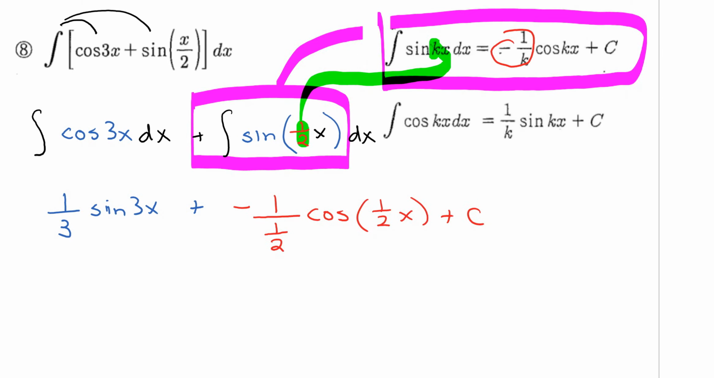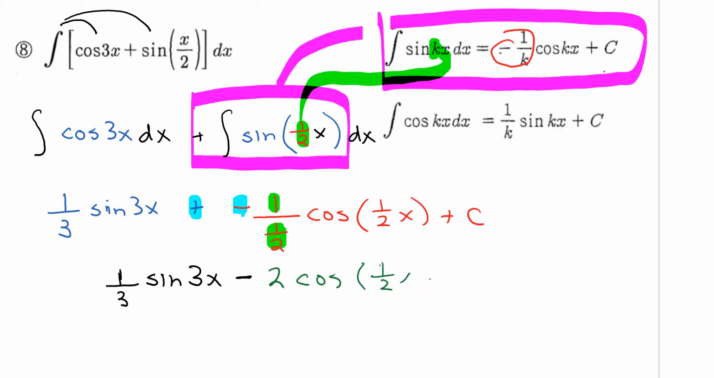And after that, let's go ahead and simplify this. There's a plus and a minus sign. So this will be 1 over 3 sine 3x minus, okay, now we have 1 divided by 1/2, which is simply going to be 2 times cos of 1 over 2 x plus c. Okay, so there you go. That's how you complete question number 8.